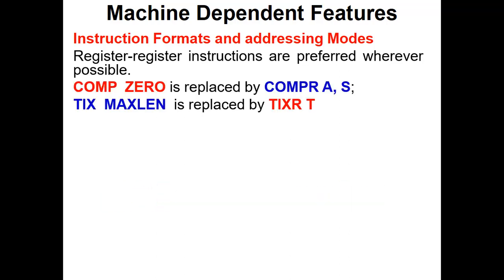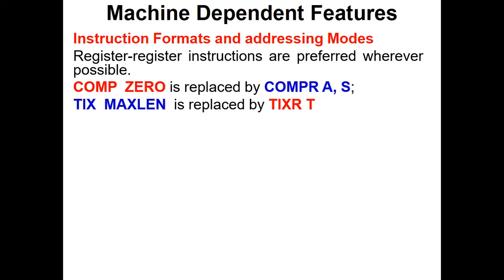Now, for example, they are telling us how some instructions have changed. There was an instruction which was saying compare 0, and they're saying it has been replaced by compare registers A and S. I think they have put the 0 into register S so that now we compare the accumulator with what is in register S.